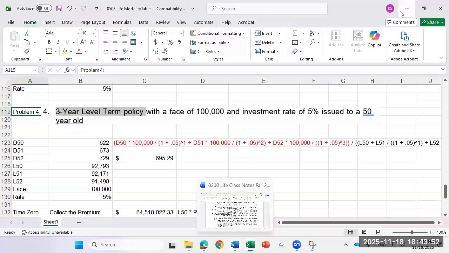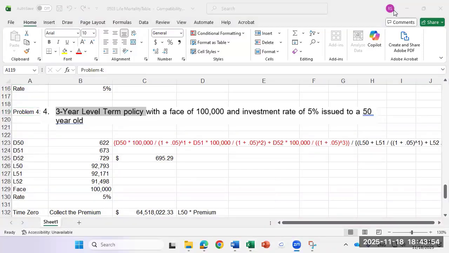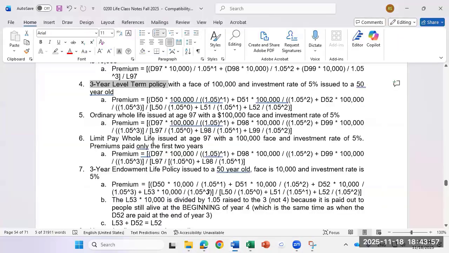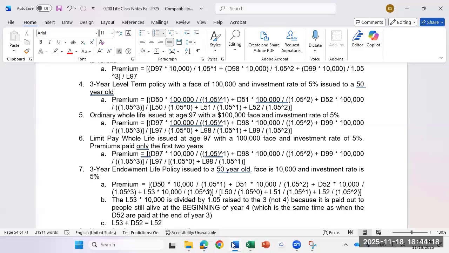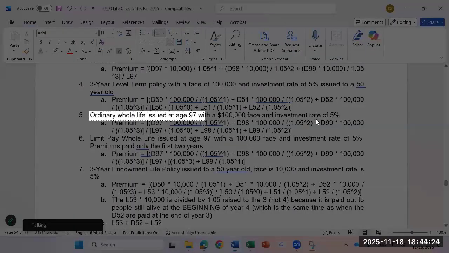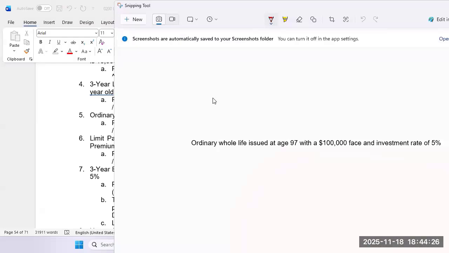So here's where you start noticing that every product kind of looks alike. You just got to make sure you get the D's and the L's all lined up. So the next one is essentially the exact same problem as the previous one, just different ages. So ordinary whole life, age 97, 98, 99, 100, you have 3 D's in the numerator, 3 L's in the denominator. It's going to look exactly like the problem we just did. The word ordinary just tells you that the premiums go until the end of the table.